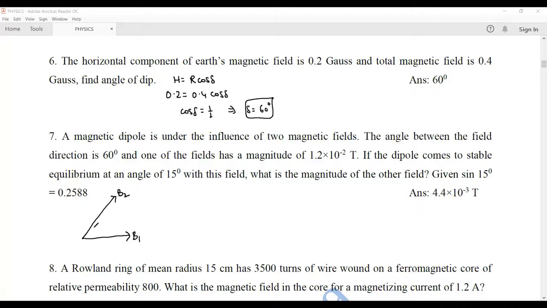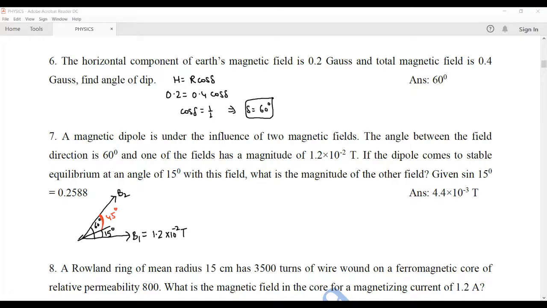Given that the two fields B1 and B2 are inclined at an angle of 60 degrees with each other. Now a dipole is placed under the influence of these two fields and it comes to equilibrium by making an angle of 15 degrees with one of the fields. Let it come to rest at 15 degrees with B1, where B1 has a magnitude 1.2 × 10^-2 Tesla. So the angle made by the dipole with B2 will be equal to 45 degrees.